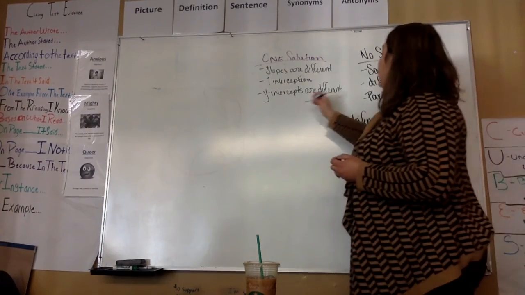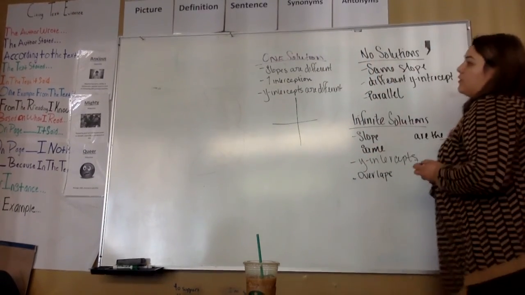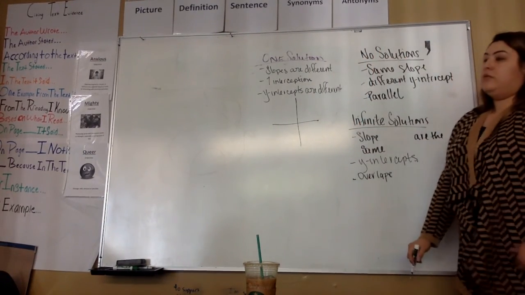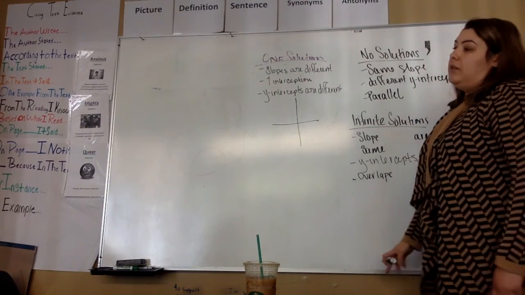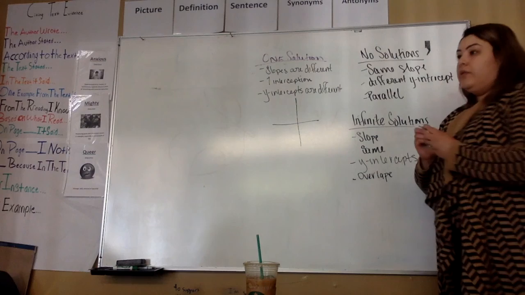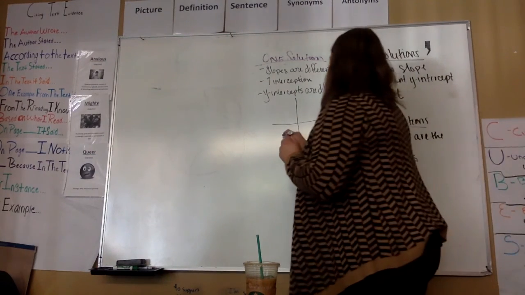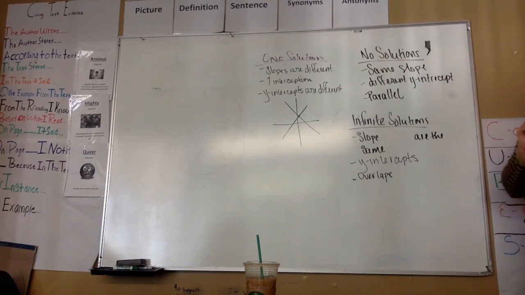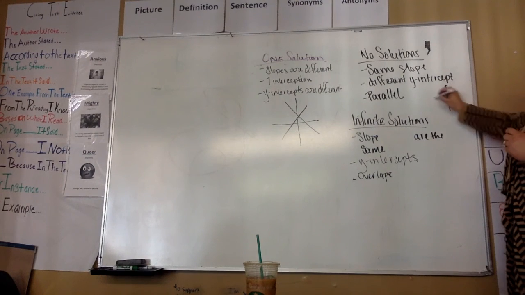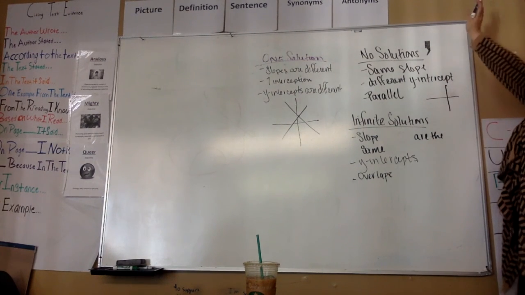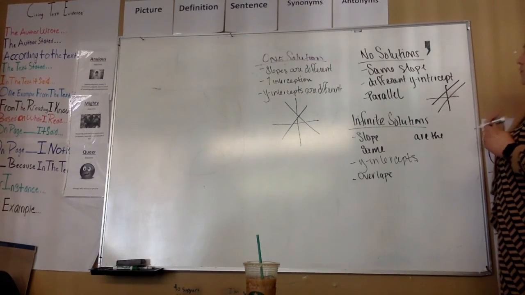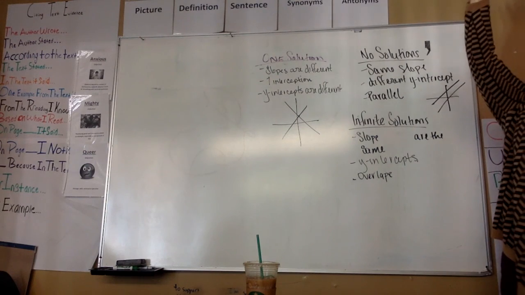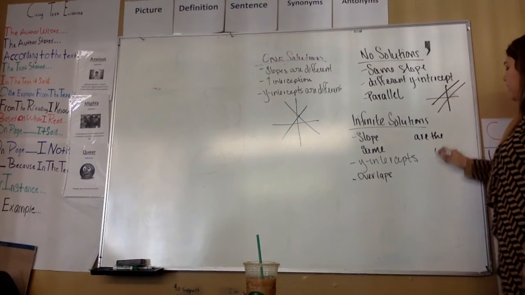So if I was to graph a one solution, how would my lines look if I was graphing a one solution system of linear equations? They would cross somewhere around there, where this would be my intersection point. What about no solution? They're parallel, which means they just go straight. They could go straight across, diagonal, or straight up, vertical. What about an infinite amount of solutions?